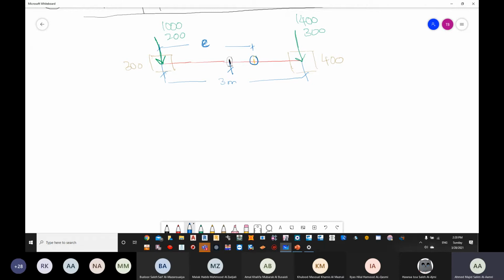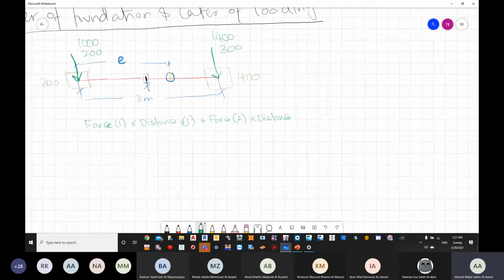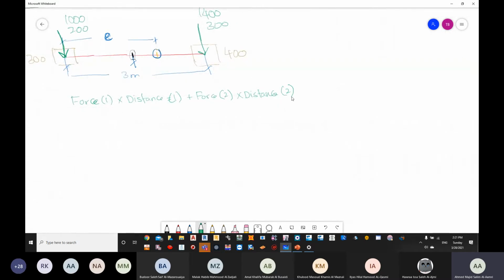Do you remember when you studied in applied mechanics and mechanics of materials something called resultant? What we used to have: force number one multiplied by distance number one, plus force number two multiplied by distance number two, is equal to R, which is the resultant, multiplied by E.